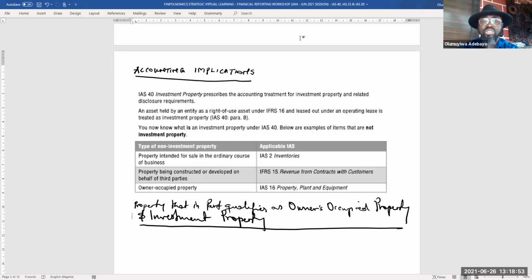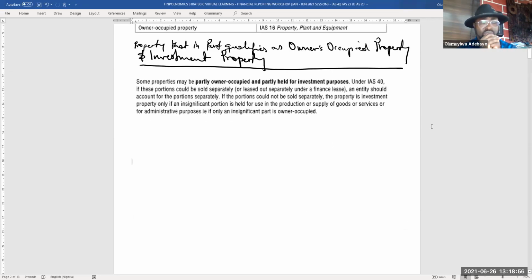Therefore, on that premise, what does the standard say? I want somebody to volunteer to read what the standard says.